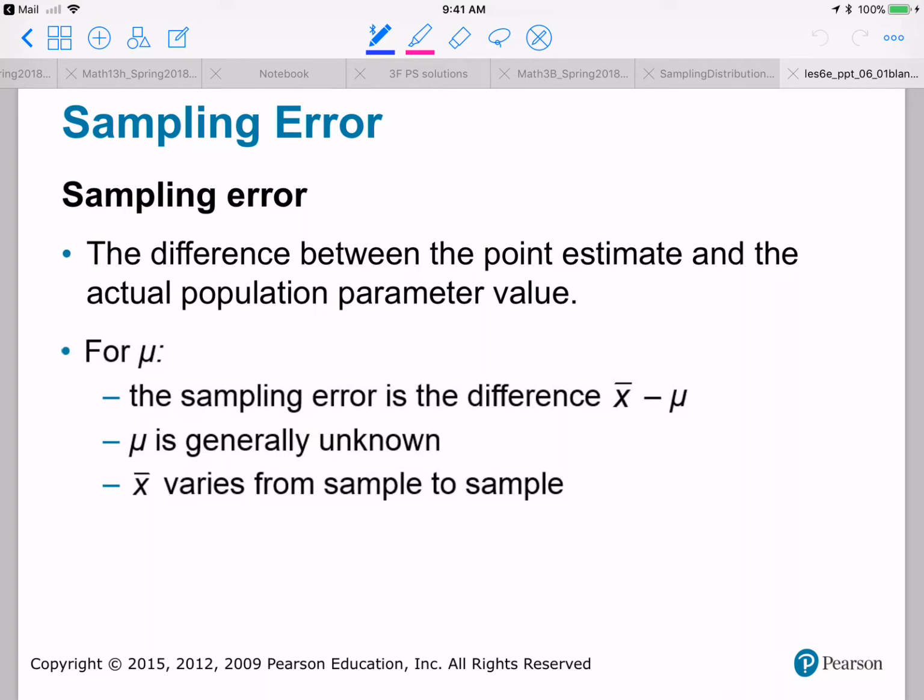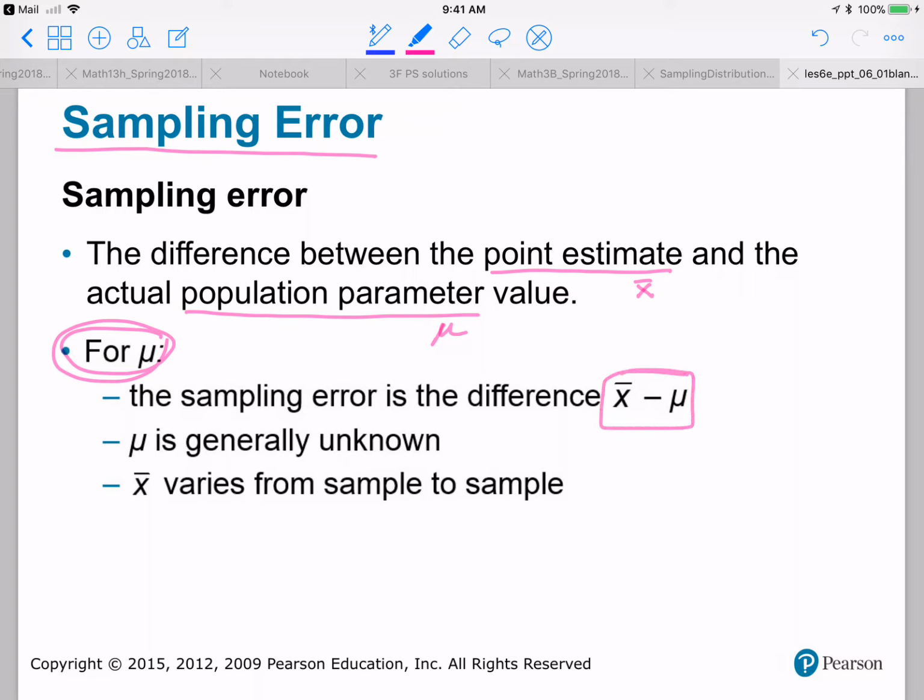Okay, so let's introduce this notation here. The sampling error, this is a definition, and I can't remember if this is on one of the homework questions, but sampling error is the difference between the point estimate and the actual population parameter value, right? So if your population parameter is mu, then your point estimate is X bar, because remember, the sample mean is going to be the best estimate of the population mean. So for mu, the sampling error is this difference right here. So we can say sampling error equals X bar minus mu.